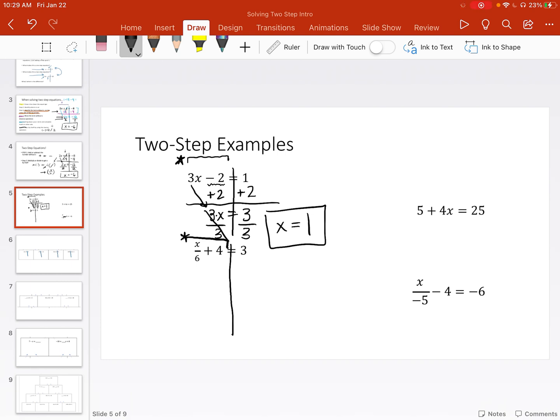It's still on that left side, so I'm going to look at this left side. I have x divided by 6 plus 4 equals 3. I need to add or subtract the number without x. In this case, that is the plus 4. So if it's plus 4, the opposite of plus would be subtract, or minus. So I'm going to subtract.